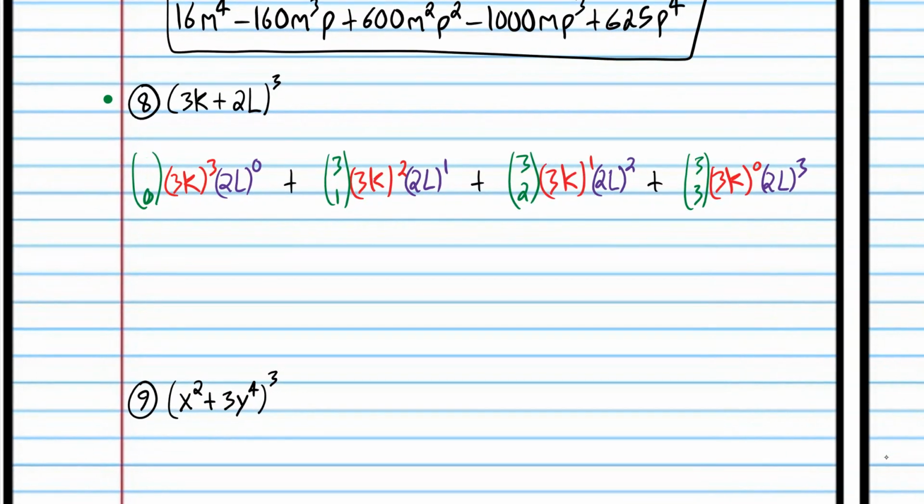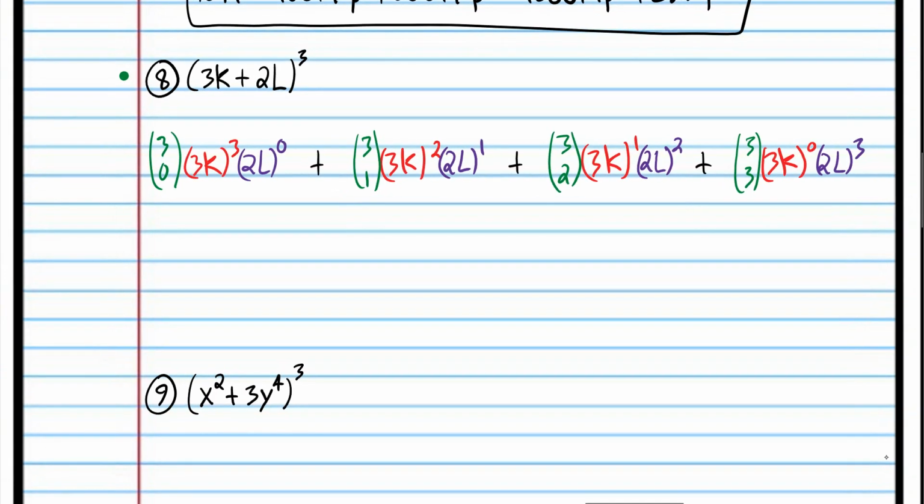And how many ways can we choose 0 things out of 3? Well, that doesn't really make any sense, but again, it's defined to be 1. 3k to the third power, we just raise 3 to the third power and we get 27, and raise k to the third power. 2l to the 0 power is 1. And how many ways can we choose 1 thing out of 3 things? That's just going to be 3. 3k to the second power is 9k to the second power. 2l to the first power is 2l.